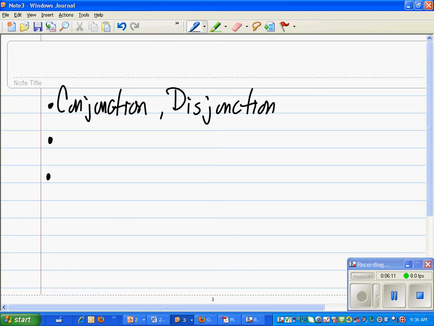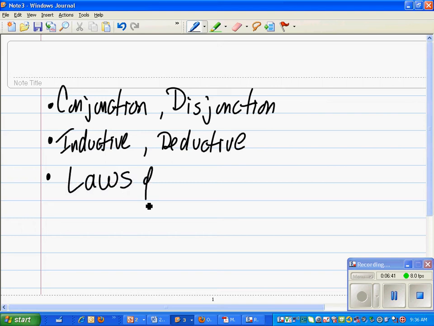Next thing we're going to talk about is inductive and deductive. You watched the videos last night, that should be ringing bells in your ears. Inductive and deductive. Last one, just write laws. We're going to do laws of logic. We're going to cover two laws of logic. So we got three hurdles to span.